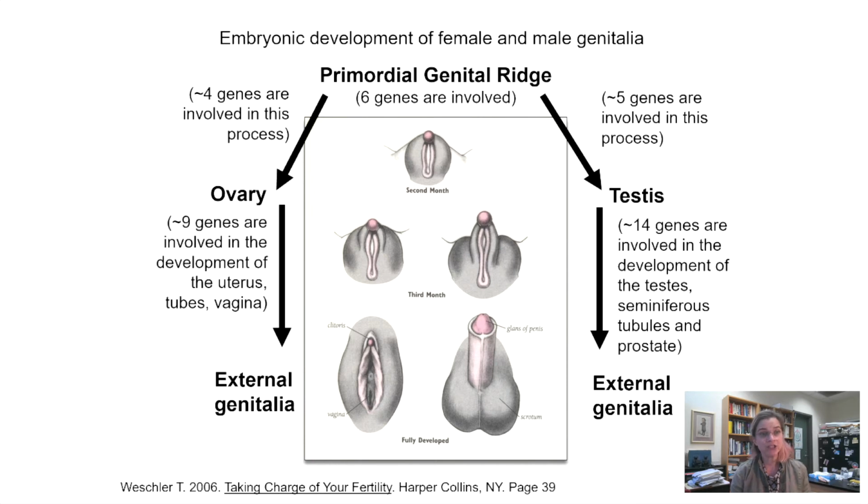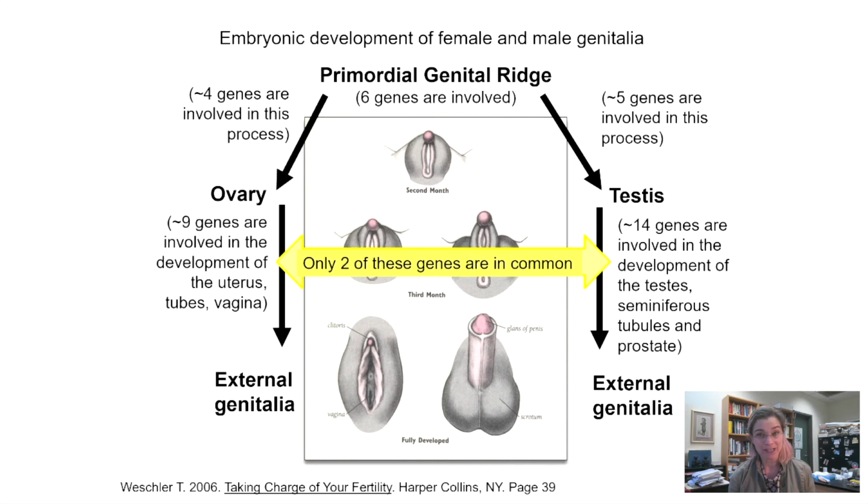There are 9 genes involved in the development of the uterus, the fallopian tubes, and the vagina. And there are 14 genes involved in the development of the testes, the seminiferous tubules, and the prostate. If these anatomical terms are new to you or you've forgotten what they mean, don't worry, we're going to get to them in a later video, I promise. Then you have the next stage, with the external genitalia forming.